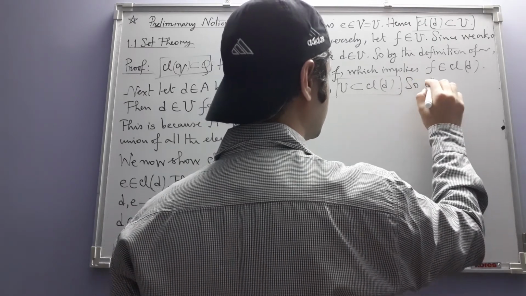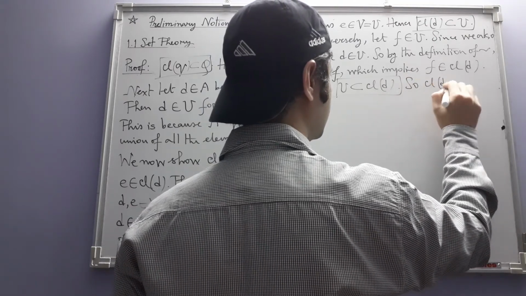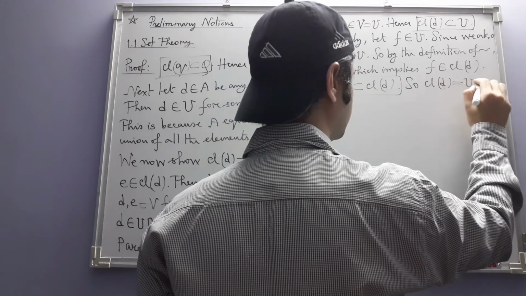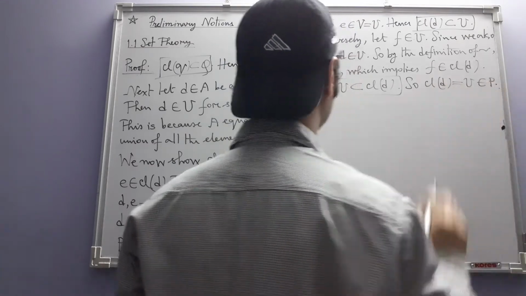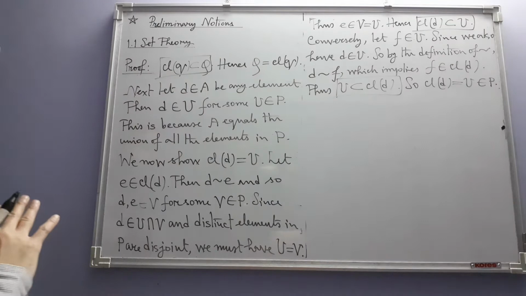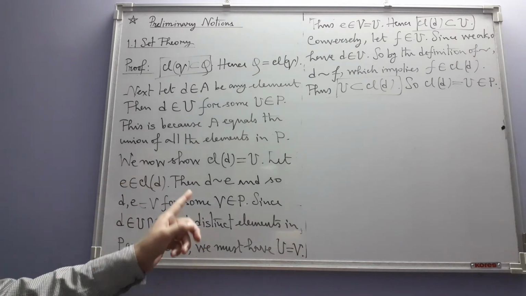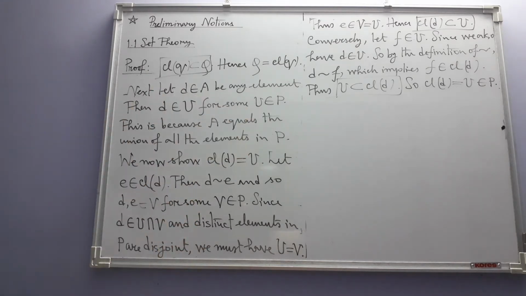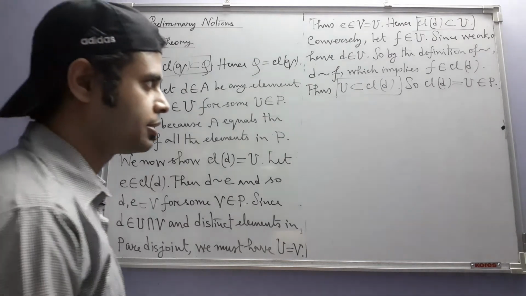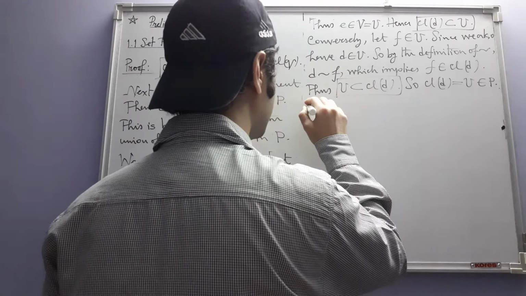So class of D is equal to U and this belongs to P. So not only have we proved that the elements in P are equivalence classes, but we have also proved that any equivalence class is also in P. So P is precisely the collection of all equivalence classes. So that is our final conclusion.